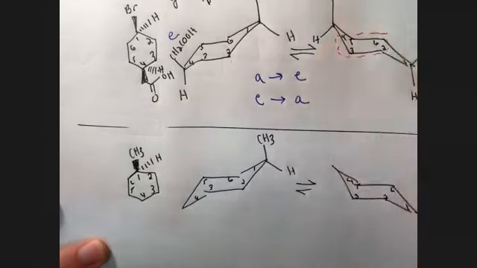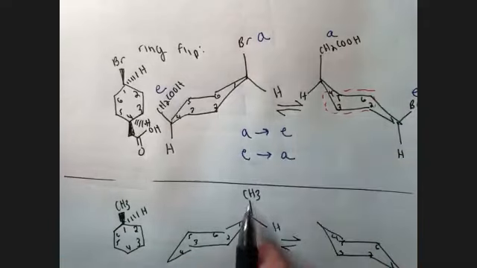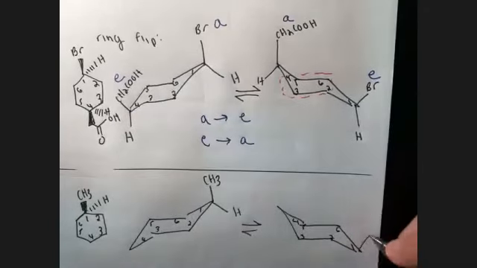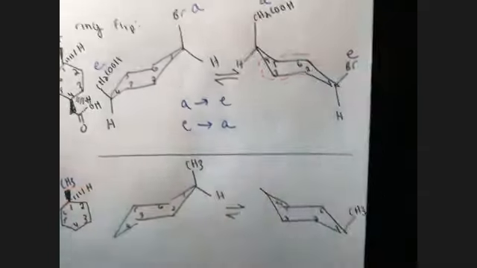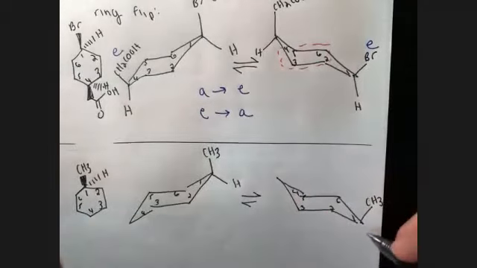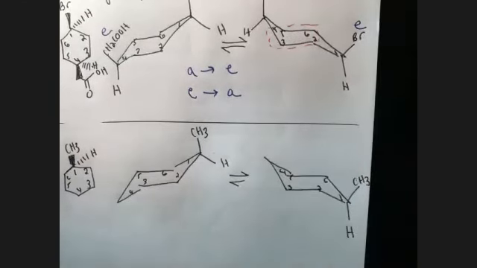Okay, so I know based on what I just showed you above, the axial thing becomes equatorial. I'm not even gonna go back to that structure. And that equatorial thing becomes axial. Okay, so that's literally all I needed to know. So now in terms of stability.